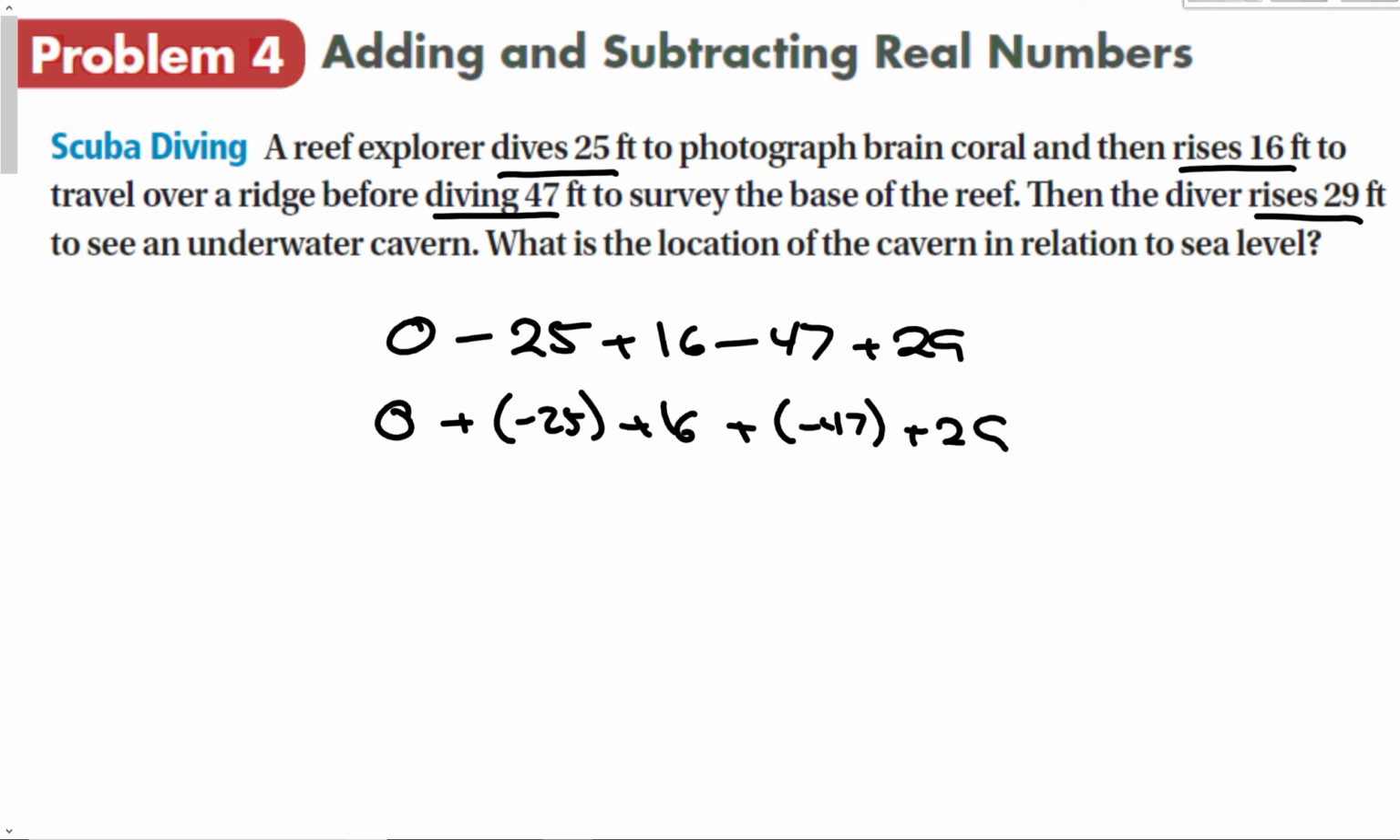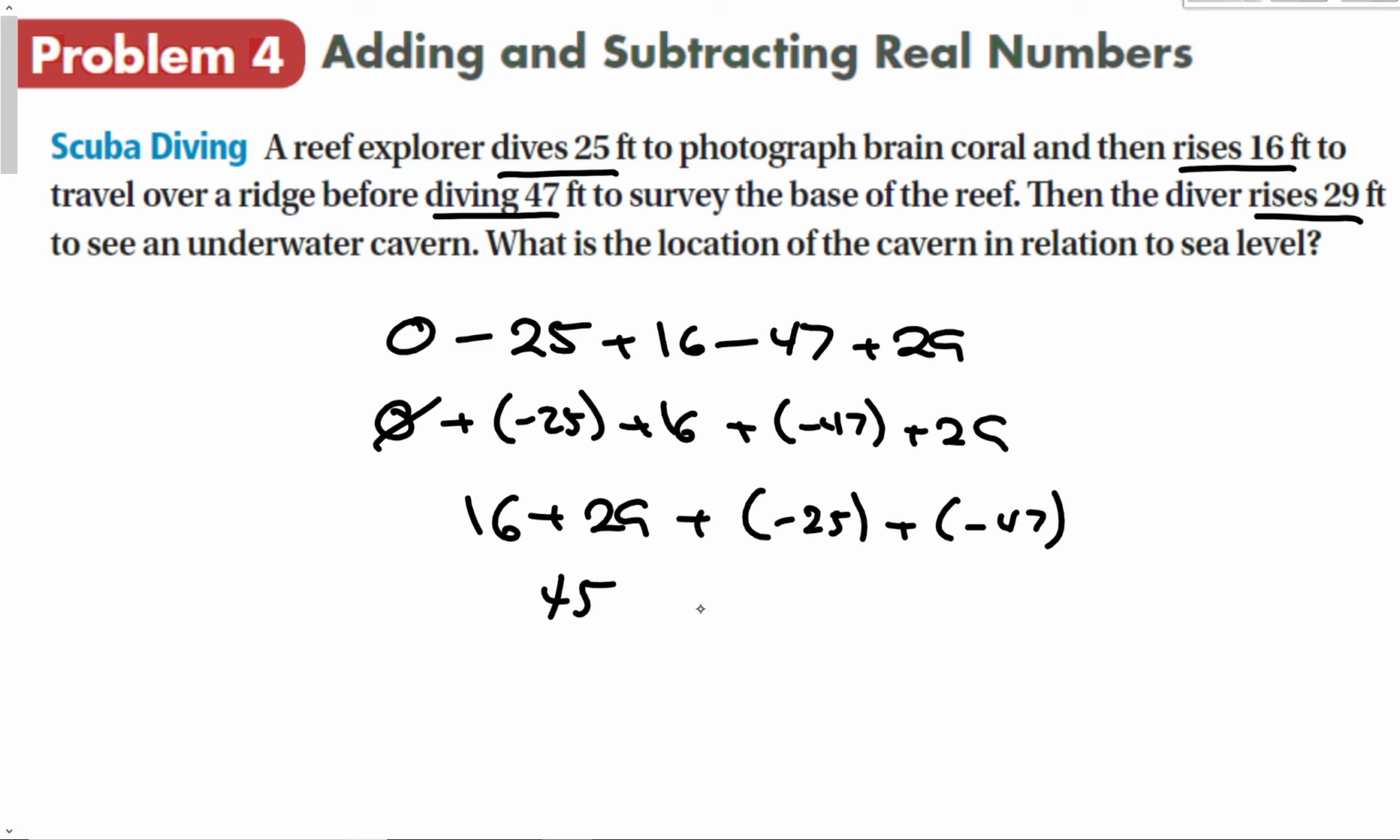Okay, I can use some properties if I want to keep the positive numbers together and the negative numbers together. I can use my properties of addition. So I can get rid of 0 because adding 0 to something does not do anything. And I can take my two positive numbers, 16 plus the 29, and do those first. And then I could add the negative 25 and the negative 47 later to give me 45 with these two plus a negative 72, and altogether gives me a negative 27. Always include your units, so there's going to be a negative 27 feet.